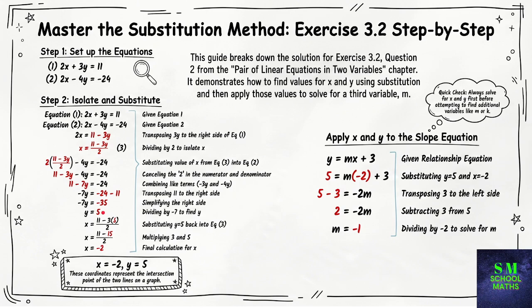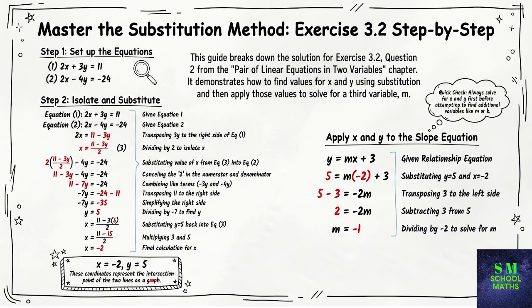Halfway there. To find x, take this y = 5 and plug it back into equation 3. x = (11 - 3 × 5)/2. x = (11 - 15)/2. x = -4/2. So the value of x is -2. On a graph, these coordinates -2 and 5 are exactly where these two straight lines cross each other.